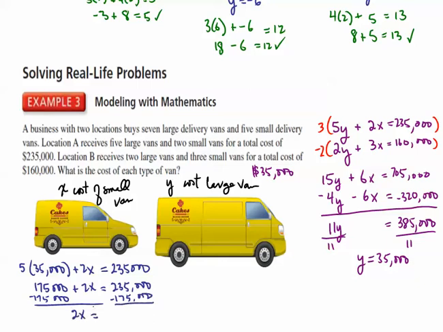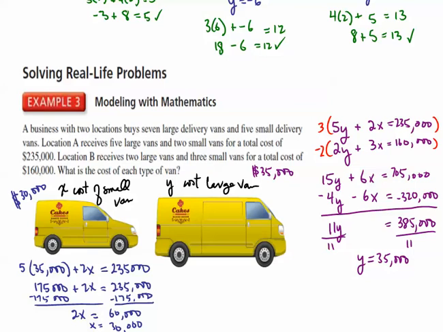2x is equal to 60,000, and so x is equal to $30,000. So that would be the cost of the small van, $30,000. Now, just to make sure this is true, I should plug them both into the second equation.